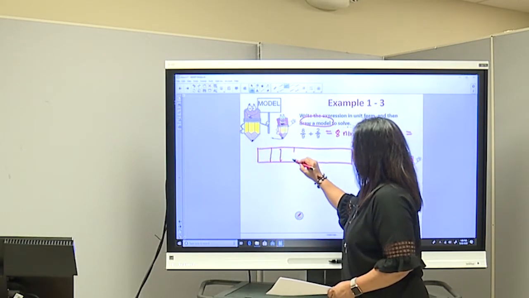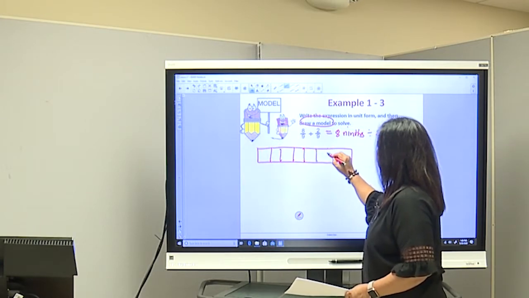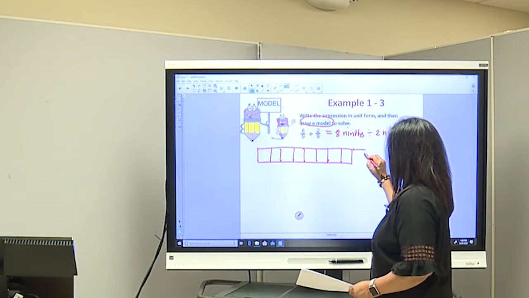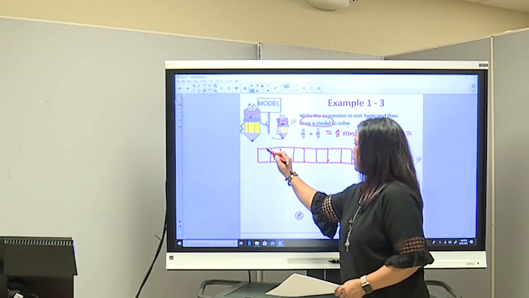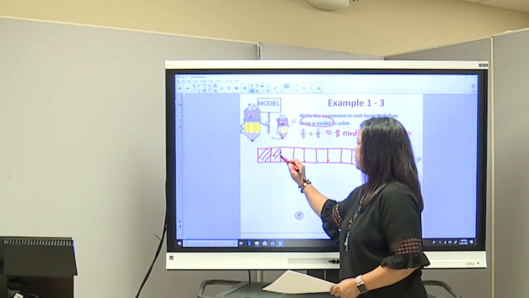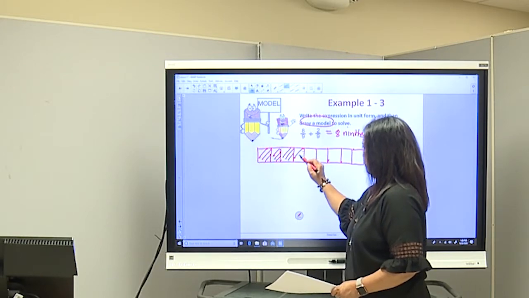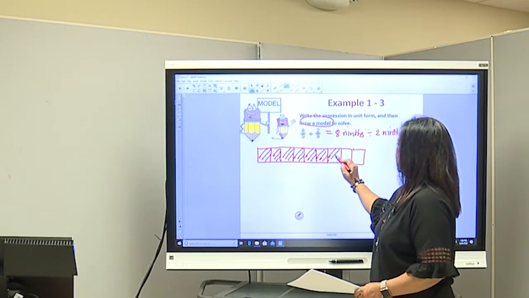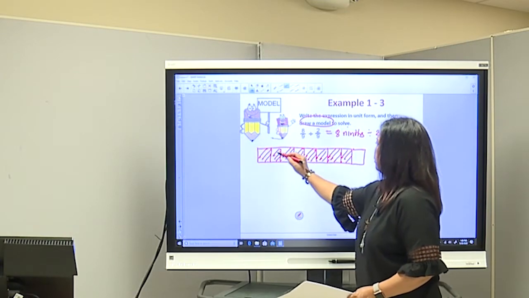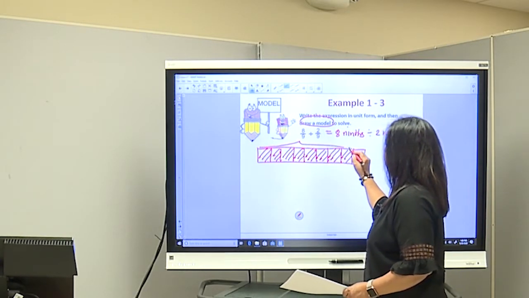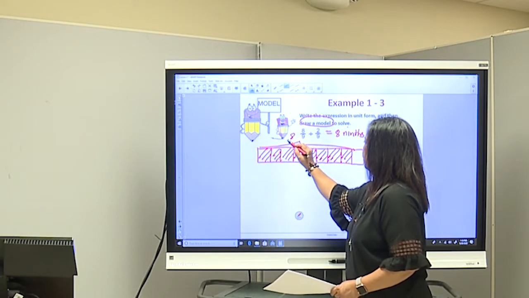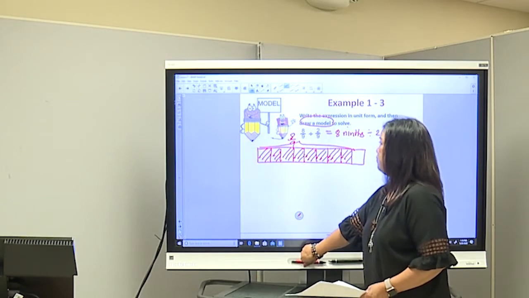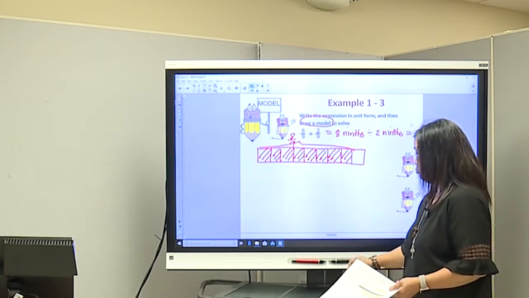1, 2, 3, 4, 5, 6, 7, 8 out of 9. So what does that mean? We are going to shade 8 parts. 1, 2, 3, 4, 5, 6, 7, 8. So this is your 8 out of 9, 8 ninths. Then what does it say? Divide it by 2 ninths.